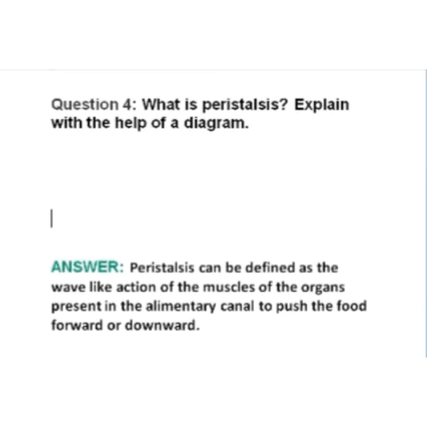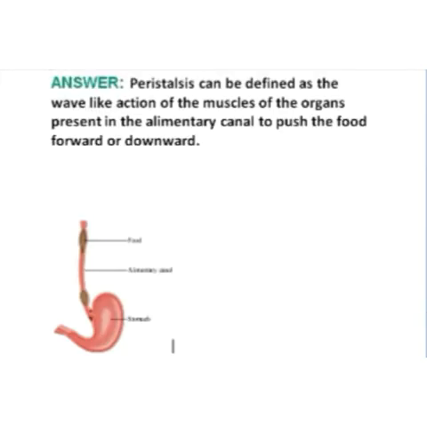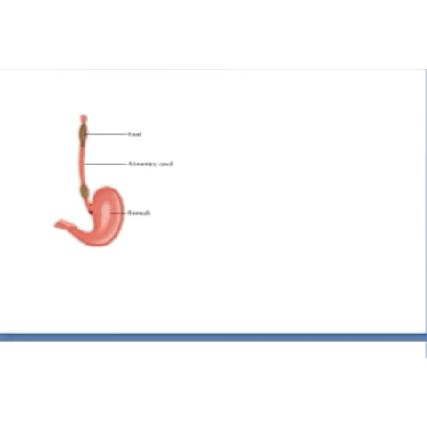I'll show you that. First of all, you have to write what is peristalsis. Peristalsis can be defined as the wave-like action of the muscles of the organs present in the alimentary canal to push the food forward or downward. See, it is shown here, students. First of all, the food that we eat goes to our food pipe, then to the alimentary canal, then to the stomach, as shown in this picture.